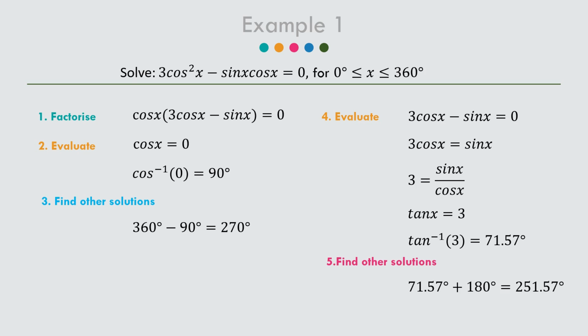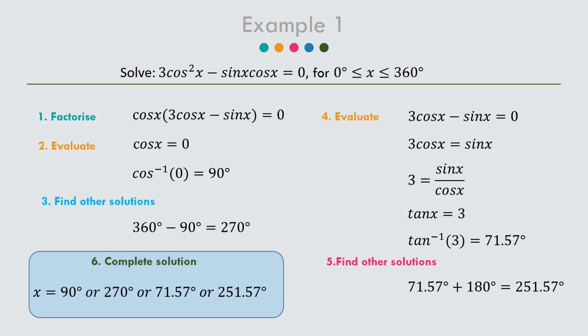Step 5. Find the other solutions. Taking our 71.57 degrees and adding 180 leads us to our fourth and final solution, which is 251.57 degrees. Finally, step 6 is the complete solution. X equals 90 or 270 or 71.57 or 251.57 degrees.